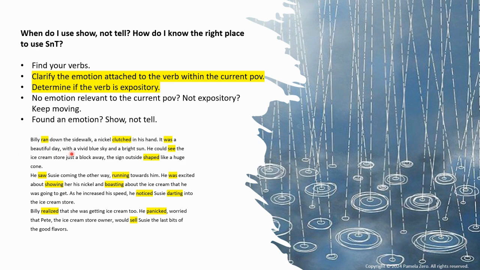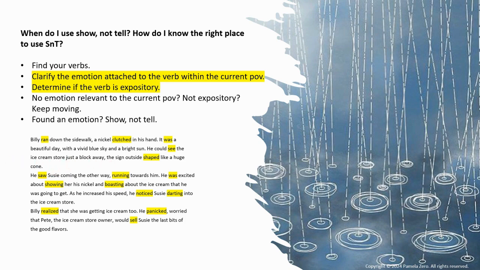Okay, so let's take a look at that. Sign outside was shaped. This is an expository verb. It has nothing to do with Billy. He's just seeing it, but he's not actually understanding it from his point of view. He saw Susie coming the other way. Susie is the one doing the coming. It's a verb attached to her. Okay, all right, so that should clarify that.